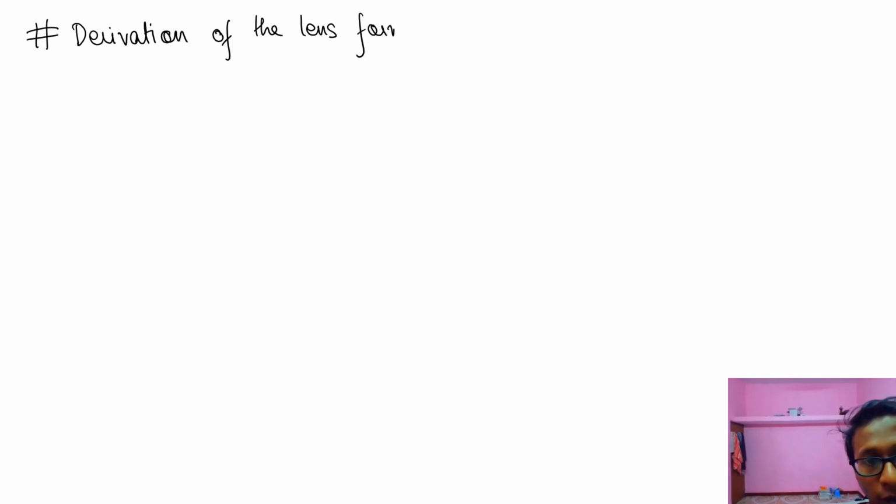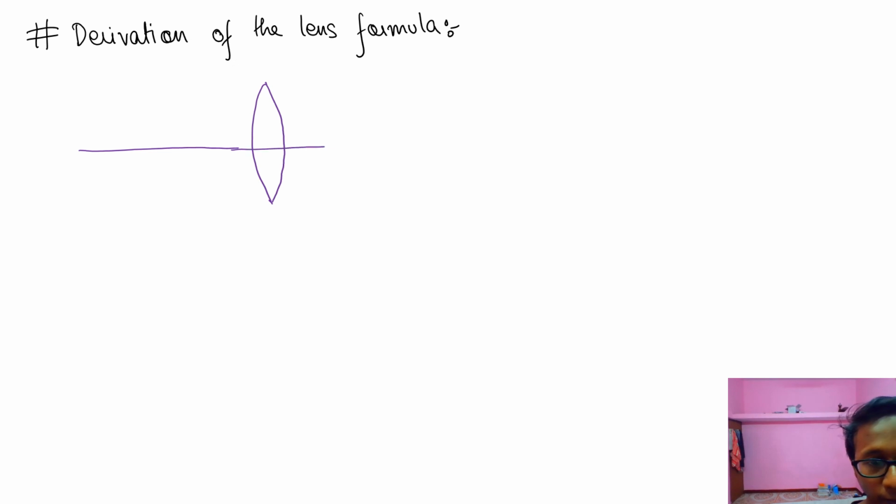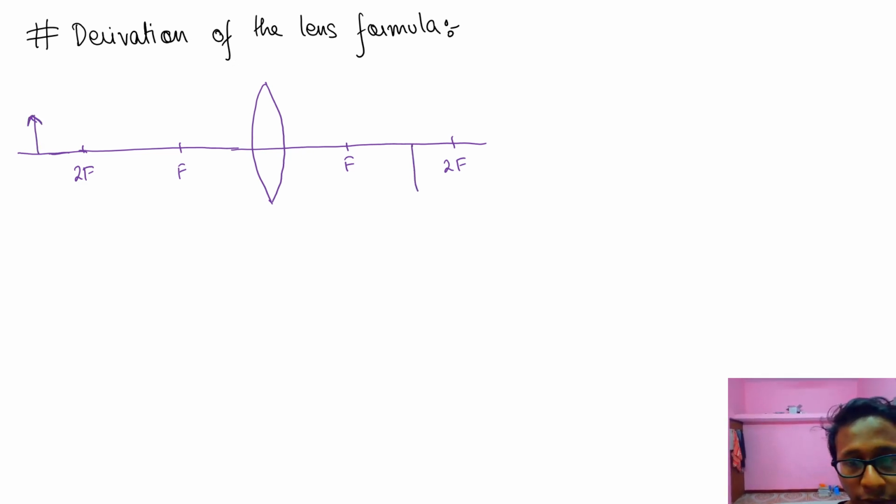Up till now we have given you the lens formula. Now what we are going to do is the derivation of the lens formula. I'm just deriving it for a convex lens; you can do it for a concave lens also. This is f, this is f, this is 2f, this is 2f. Suppose the object was somewhere around here. The image will be somewhere around here.